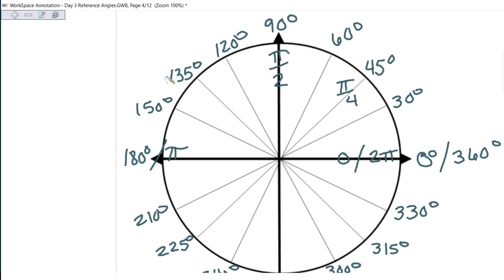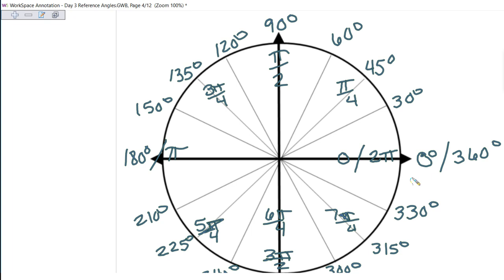135 would be 3 pi over 4. 180 degrees would be 4 pi over 4. 225 degrees would be 5 pi over 4. 270 would be 6 pi over 4. And 6 pi over 4 simplifies to 3 pi over 2. The next one, 315 degrees, would be 7 pi over 4. And then at 360 degrees, that would be 8 pi over 4, which is also 2 pi.